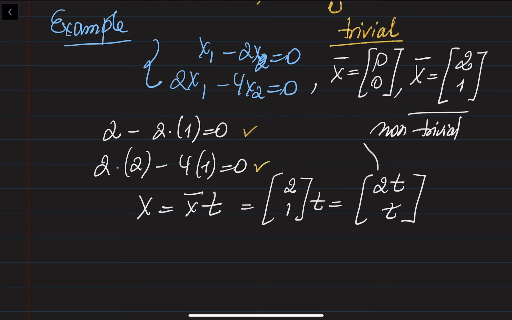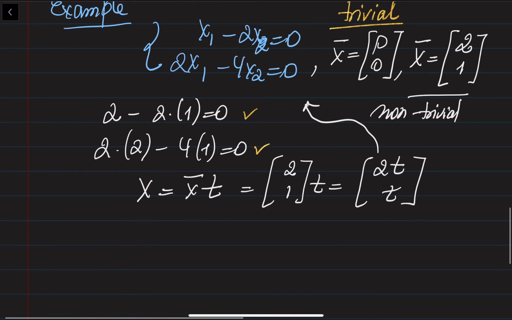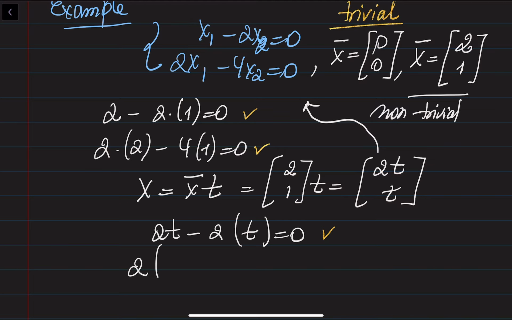We can check this by substituting it into the system of linear equations. If you substitute x1 with 2t and x2 with t, on the first equation, 2t minus 2 times t is equal to 0, which is correct. And if I substitute this in the second equation, it's going to be 2 times 2t minus 4 times t, which is also equal to 0, because 4t minus 4t is equal to 0. You see, no matter what the value of t is, this is still going to be a solution.